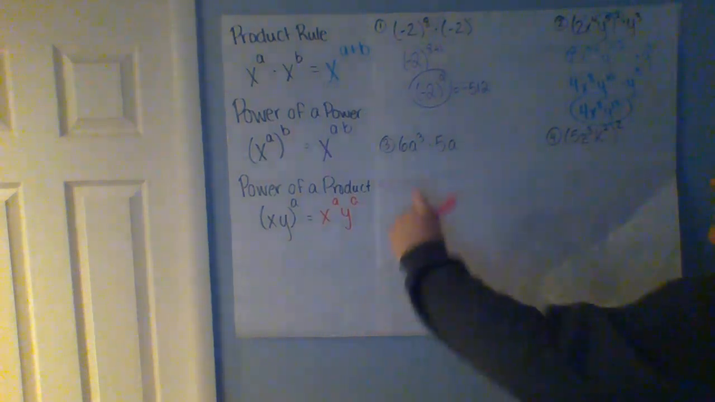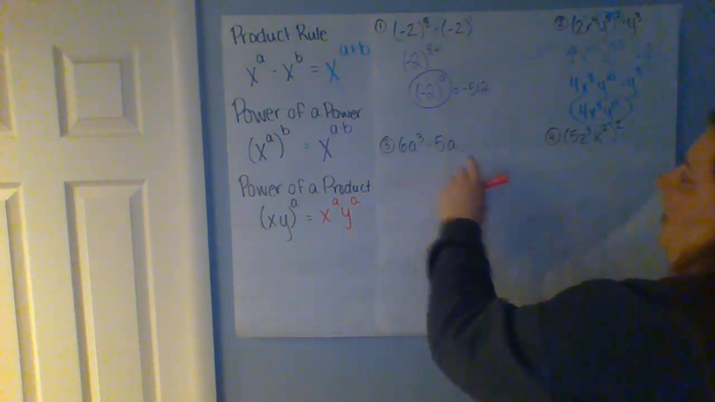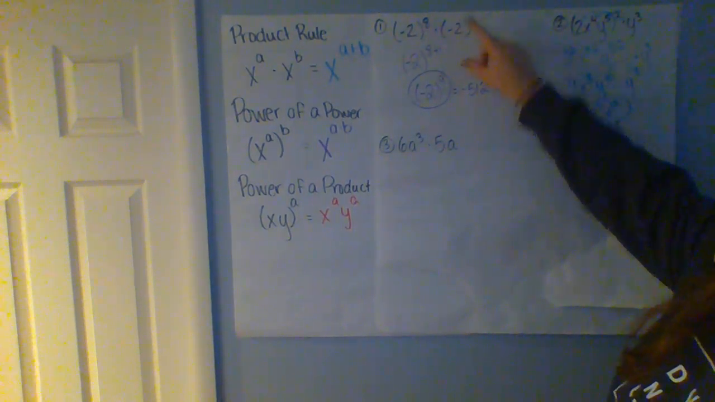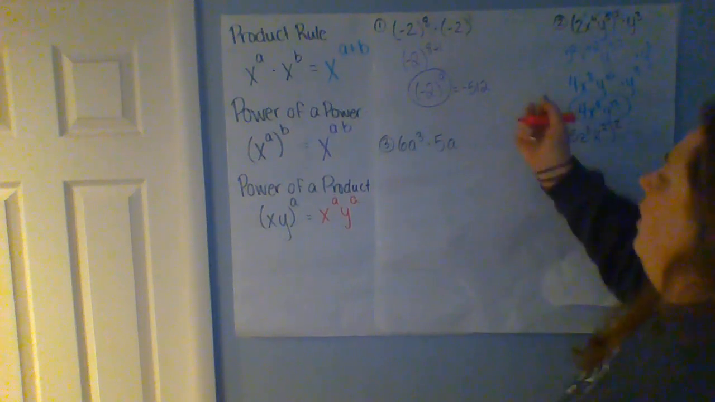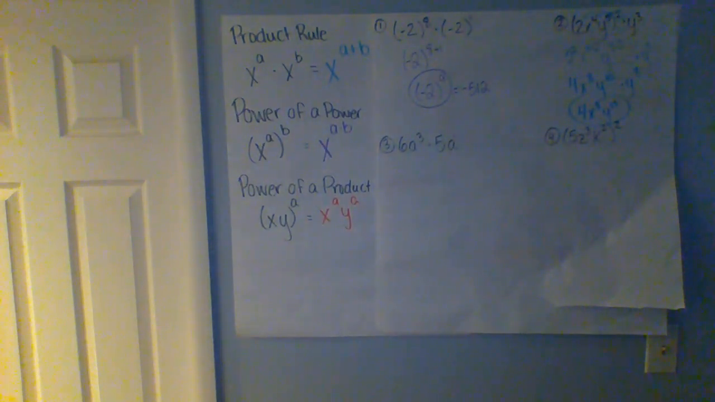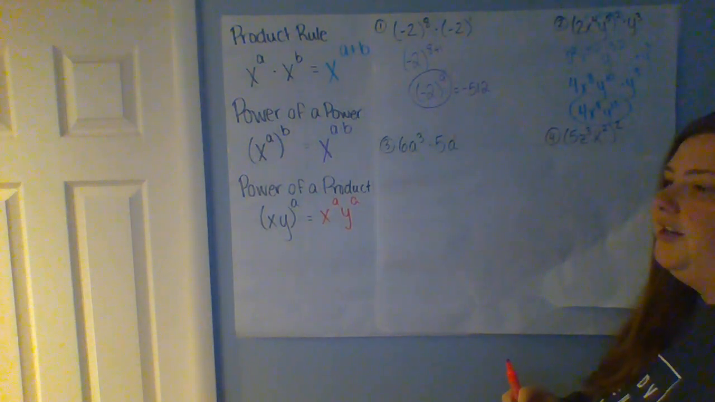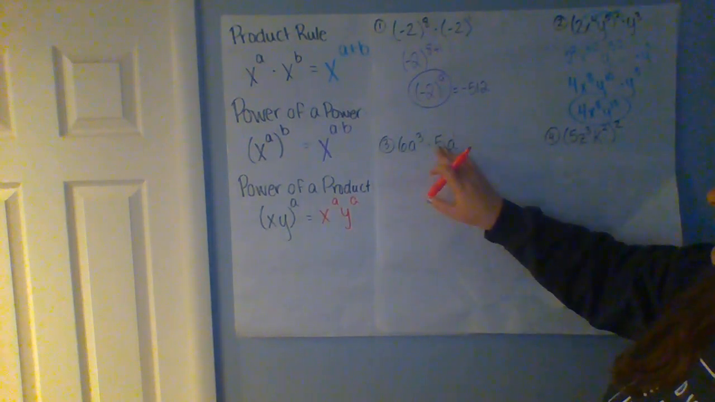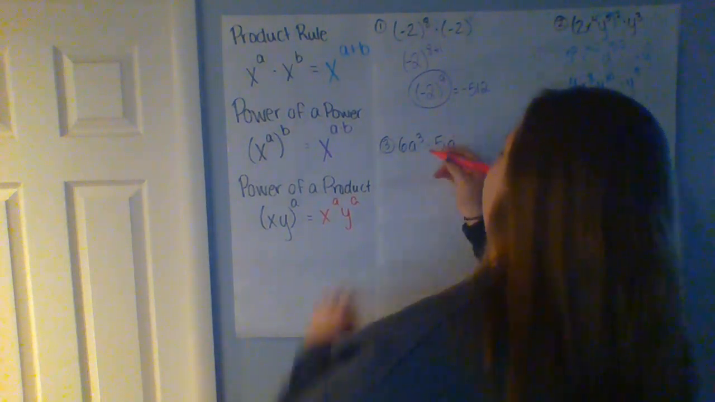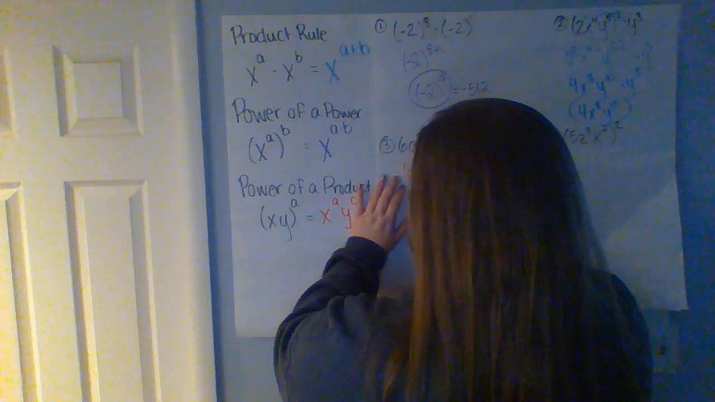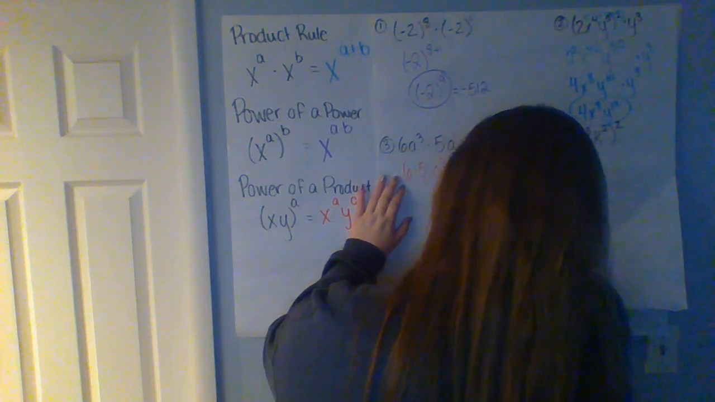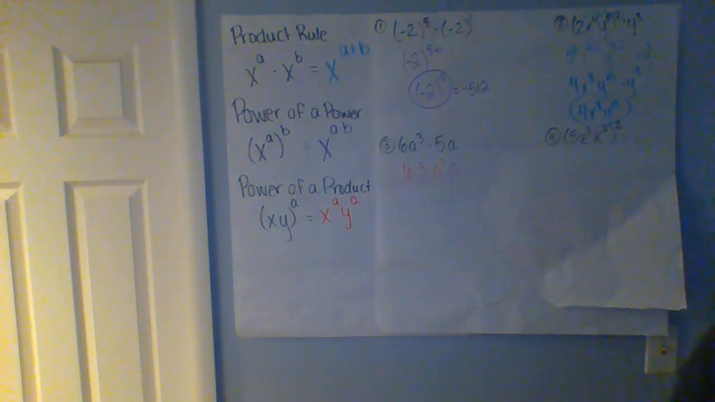Our third problem is 6a to the 3rd times 5a. So just like in number 1 when we said we didn't have an exponent, so we put an invisible 1 on it, I'm going to do the same thing with this a. And now I'm also going to group together the things that are similar. So the 6 and the 5 are similar because they're both constants, and then the a's are similar. So we have 6 times 5 times a to the 3rd times a to the 1st.